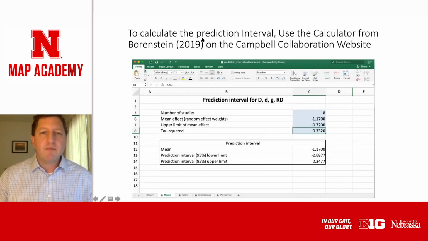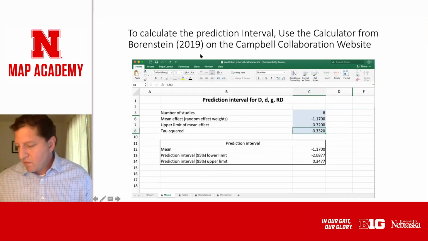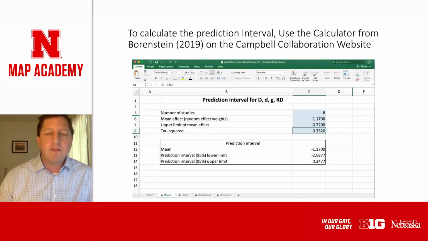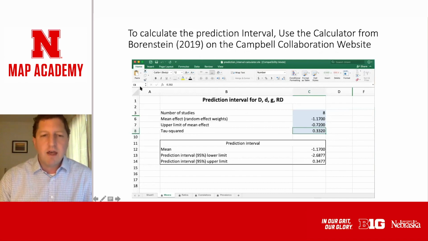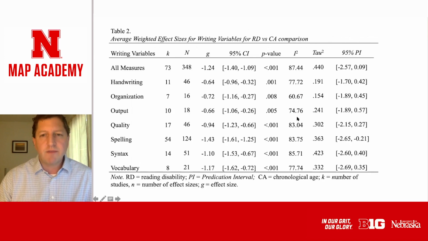One way to calculate the prediction interval is in Borenstein 2019. I've got the reference for you. So he gives you the website that you can go to, the exact web address that you can go to pull this. But essentially, you plug in the statistics up top, and it provides you with the prediction interval around the effect.